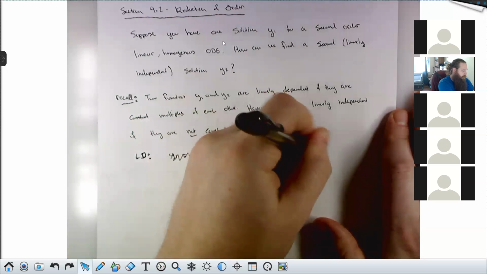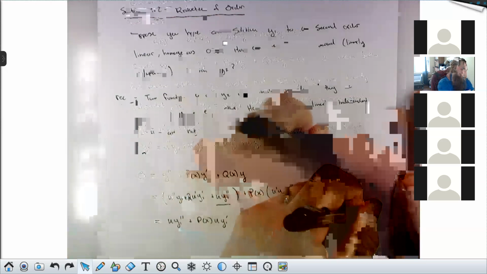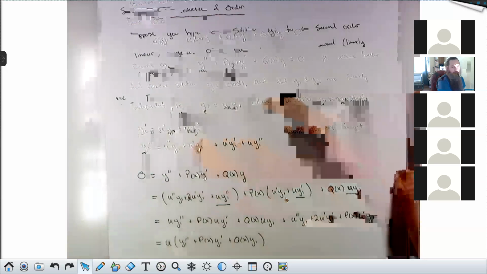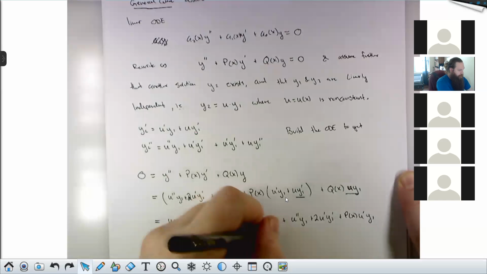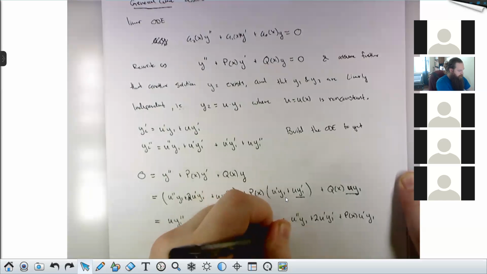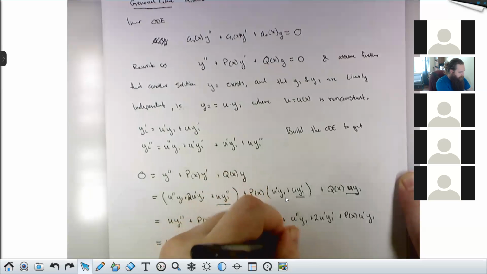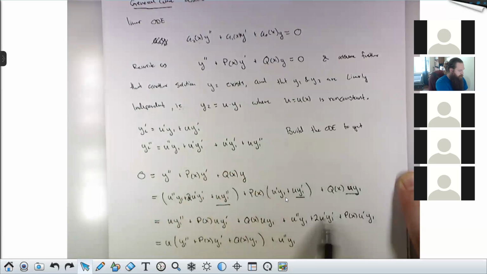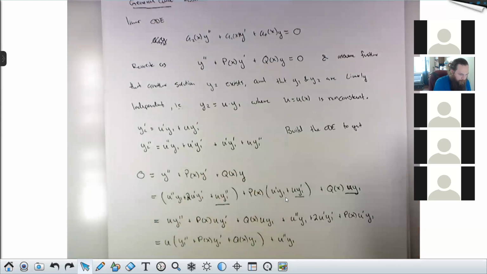prime times y1. From this first trio, I can factor out a u, and I get y1 double prime plus p of x y1 prime plus q of x y1. We know that to be 0. And then you have here the other pieces, u double prime times y1. And then these two I could put together as u prime times 2y1 prime p of x times y1.